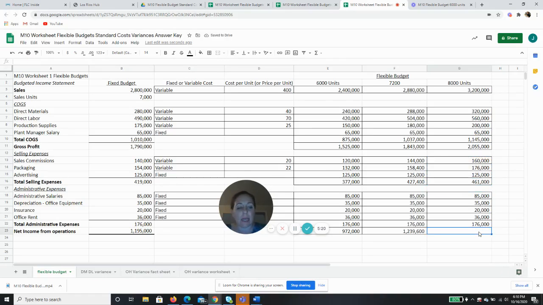And so then my net income from operations is going to be my gross profit of 2,055,000 minus my selling costs of 461,000 minus my admin costs of 176,000, for a total of 1,418,000. Again, I'm selling a lot more units, so I expect my net income to go up, and it certainly has.